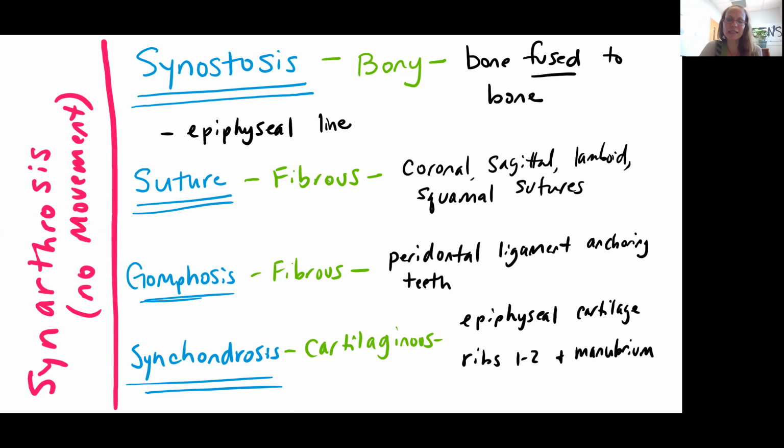And the last is called a synchondrosis, and chondro here means cartilage. So a synchondrosis joint is a cartilaginous joint that allows for no movement. So the epiphyseal cartilage that you have in the growing long bone between the diaphysis and the epiphysis would be an example of a synchondrosis. And then also between rib 1 and the manubrium, so remember that's the top portion of your sternum.